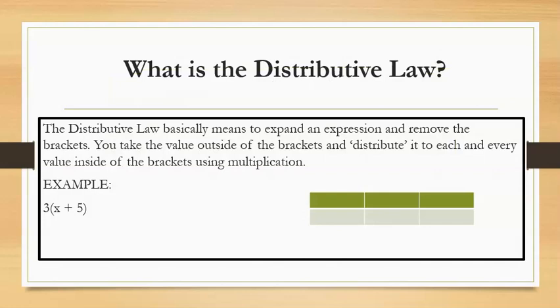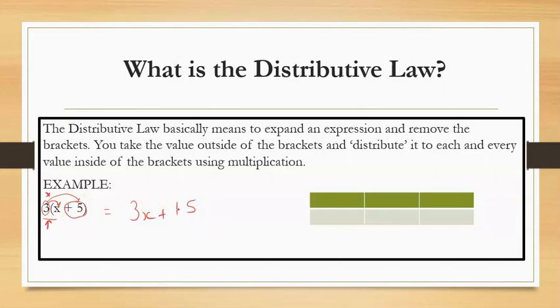So the distributive law basically means to expand an expression and remove the brackets. You take the value outside of the brackets and distribute it to each and every value inside of the brackets using multiplication. So if we look at the example, here's the value outside of the brackets, which is 3, and you distribute that 3 to the x and to the positive 5 using multiplication. So the first thing you would do is 3 multiplied by x, which is 3x, and then 3 multiplied by positive 5, which is positive 15.